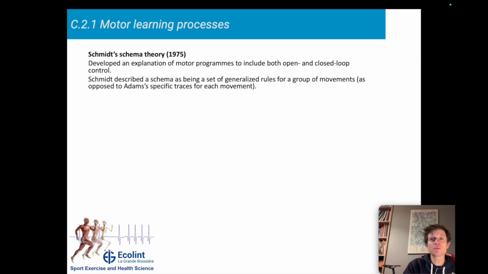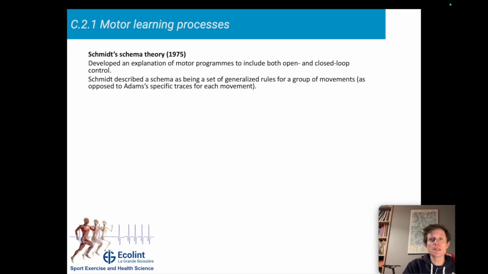The problem with Adams's closed-loop theory is that it implied that for each specific movement there had to exist a memory and a perceptual trace that could be utilized as a specific comparison of correctness. This would mean that there would have to be huge amounts of memory used up in storing these traces for every single movement we'd ever completed.